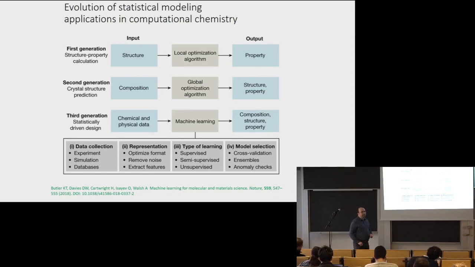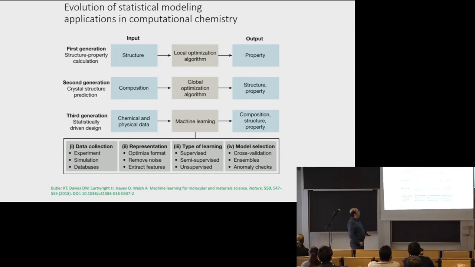You can think about the types of applications we do, and about several generations or scenarios. For example, structure-property calculation: given a structure, we want to predict a property, and here we use some kind of local minimization algorithm. When you run your favorite quantum mechanical package and minimize geometry, we typically do something like that.